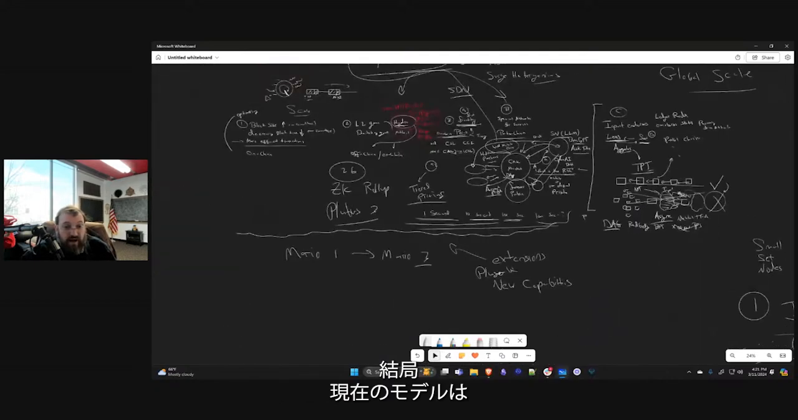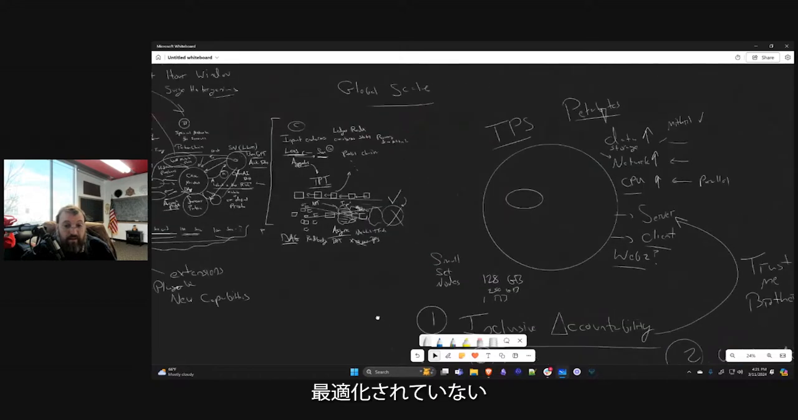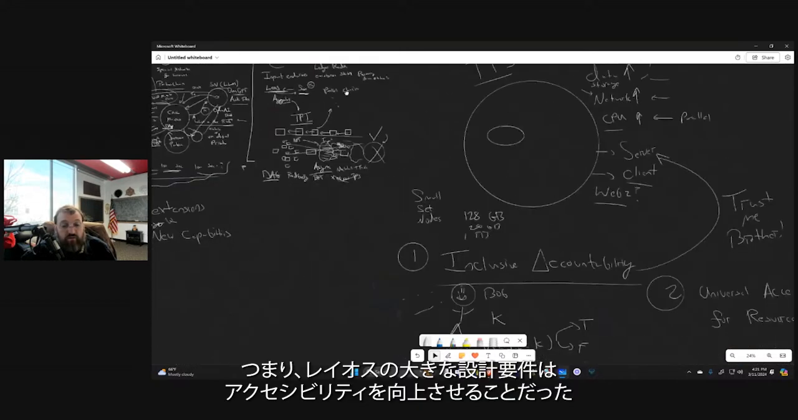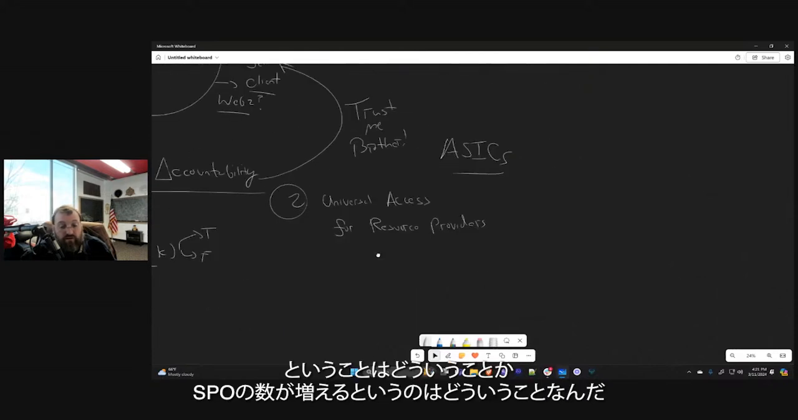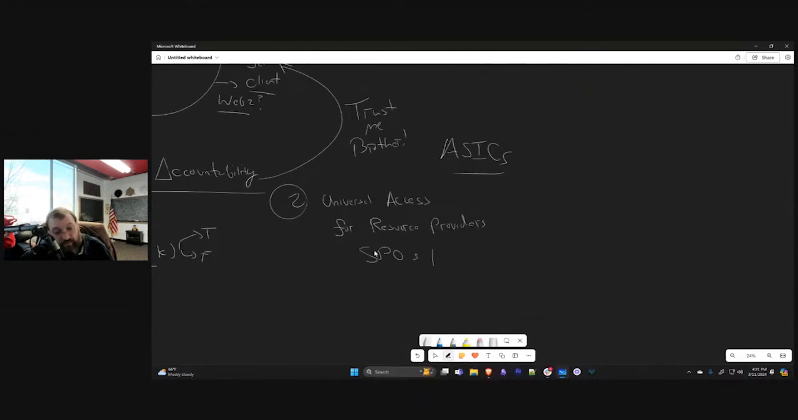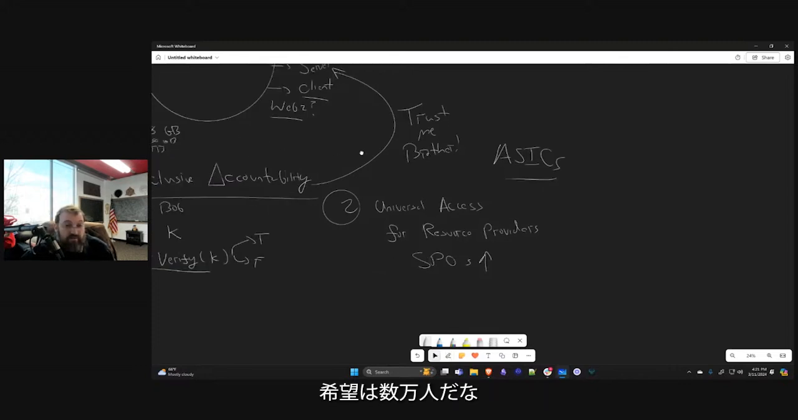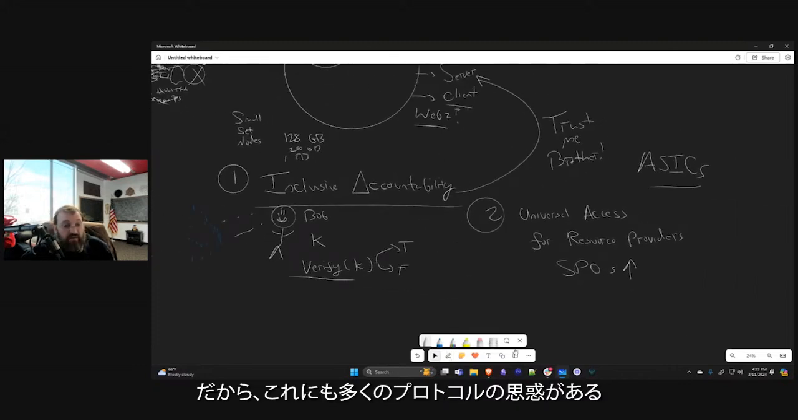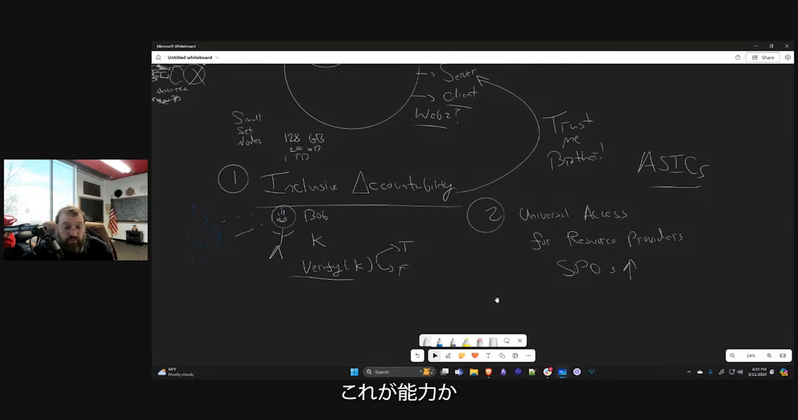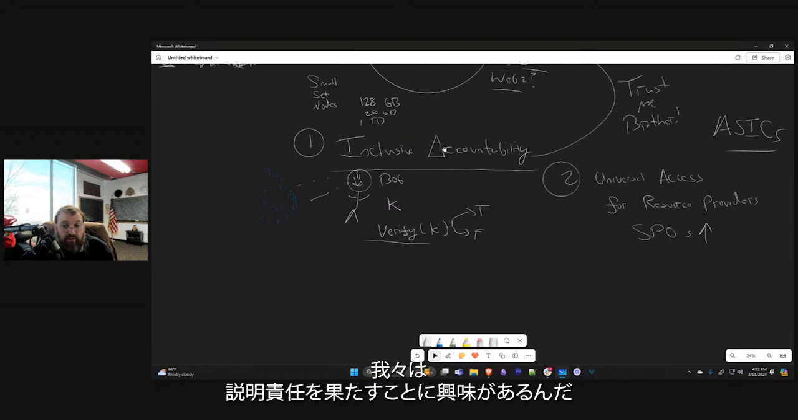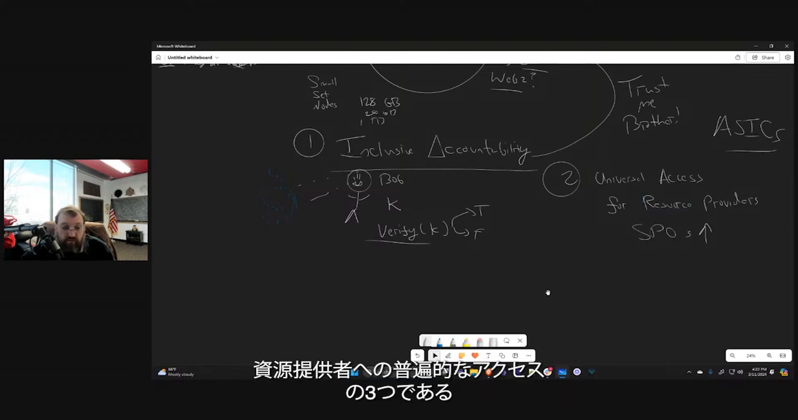Turns out that the current model over here is not as optimized as it needs to be. So a big design requirement of Laos was to improve the accessibility. So what does this mean? That the number of SPOs actually goes up. So we go from several thousand, the hope would be to tens of thousands. So there's a lot of protocol thought that's going into this as well. So that's a capability we're very interested in. Inclusive accountability, universal access to resource providers.